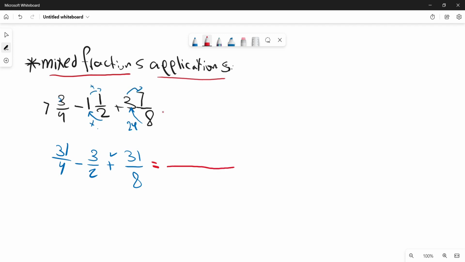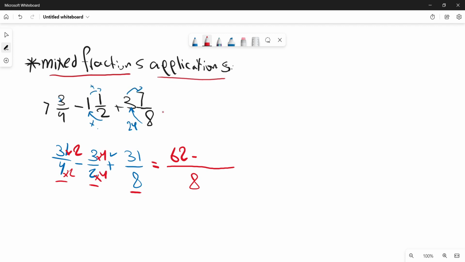We have 3 different denominators, so we need to find a common one. I prefer to go with 8. We usually choose the big one. So we know that 4 times 2 is equal to 8, so 31 times 2 is equal to 62. What's the sign here? Minus. Put minus. 2 times what is 8? 2 times 4, therefore times by 4.